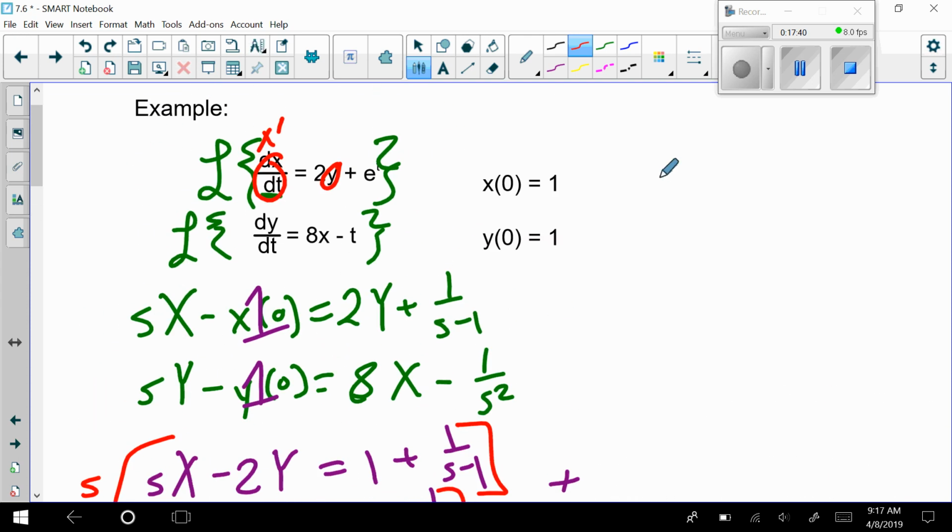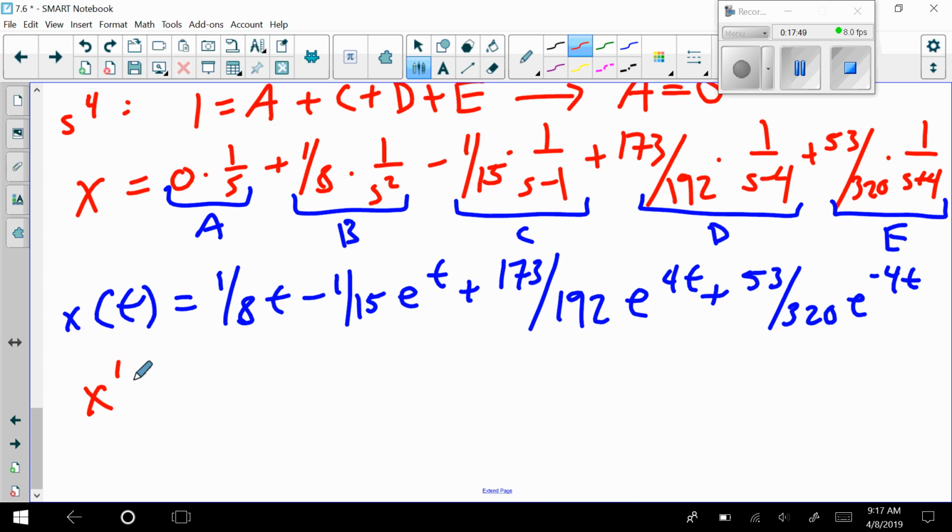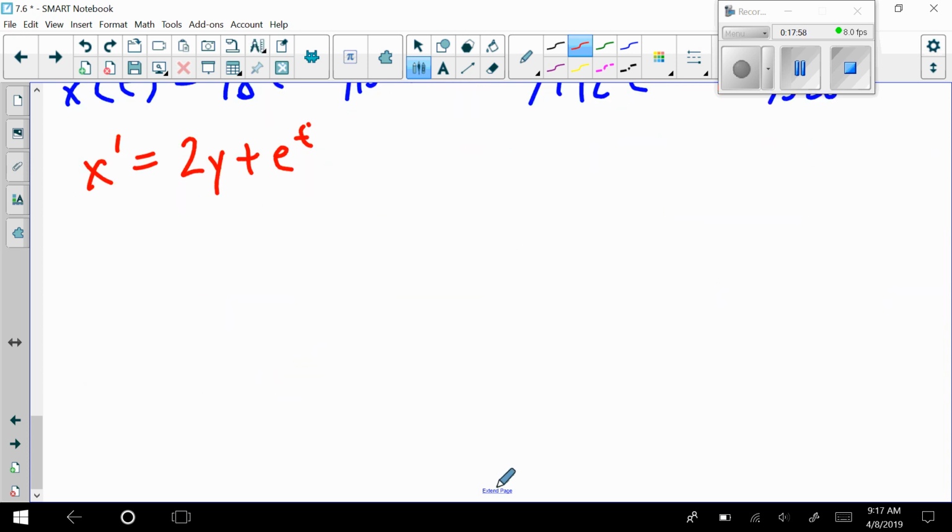Which, how would I write that? That'd be x prime equals 2y plus e to the t. Right? And I know I'm going to have to end up solving for y, so I might as well just do that now. So that'd be x prime minus e to the t. And technically, this whole thing would then have to be multiplied by 1/2, and that would give me y.